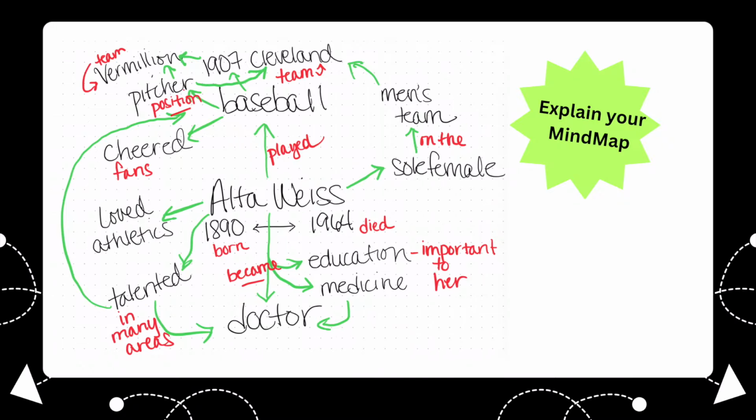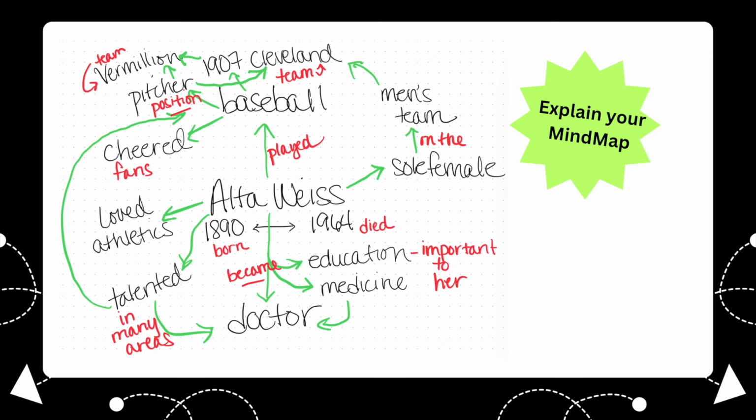With all my words, connections, and connecting words in place, the last step is to explain your mind map. This is basically your opportunity to just show your mind map to your teacher or to the class and explain your thinking between your connections. For my mind map, it might sound like this.